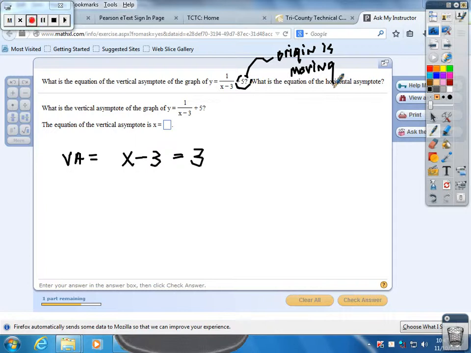Because if you have a vertical shift, your origin is moving with that vertical shift and the horizontal shift. And that's what most of your problems are going to be like in 4.1.